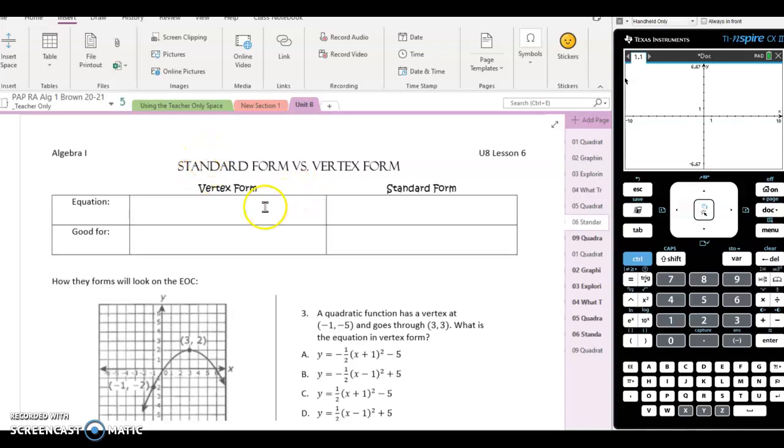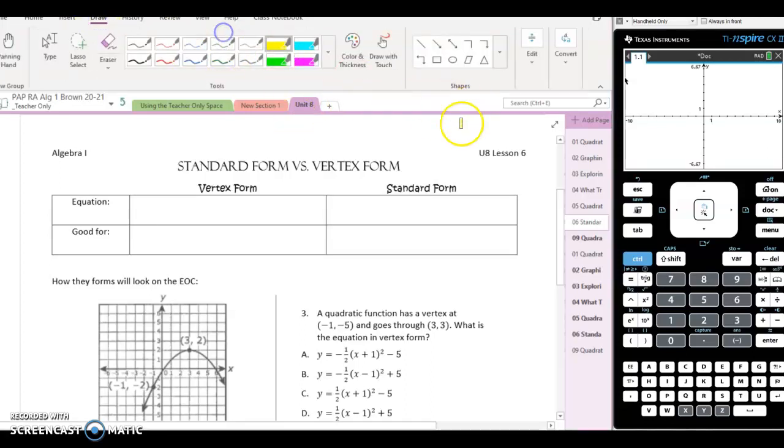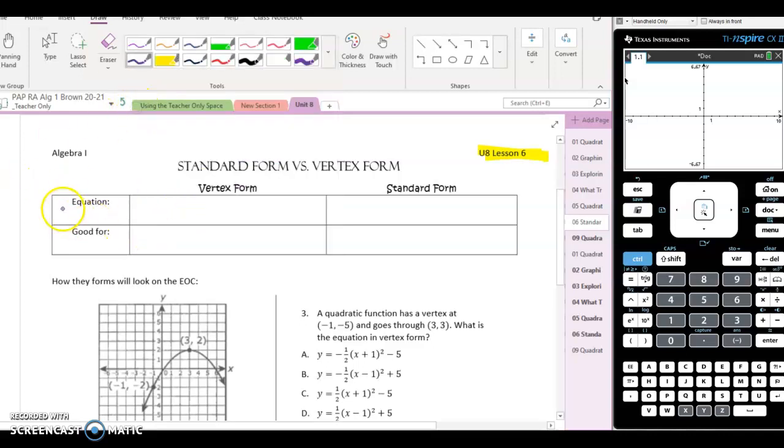Hey everyone. All right, so let's talk about standard form versus vertex form. This is lesson 6, unit 8, lesson 6. You can see it right here at the top of your page, you should have it on there. And so let's just get right to it.